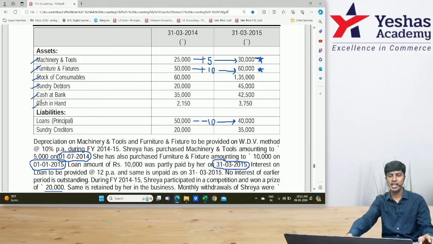Then, last one. Cash in hand. Opening 2,150, closing 3,750. Any adjustment? Where do we write this? Statement of affairs? Asset side?